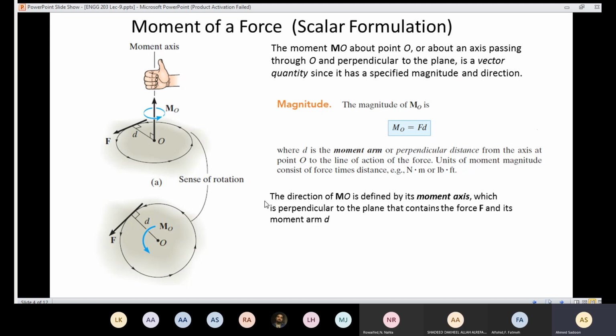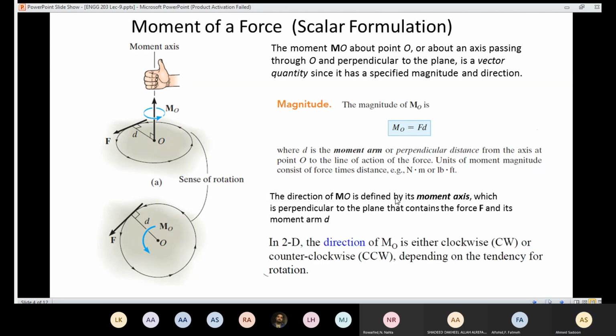And also we need to know about the direction. The direction of M naught is defined by its moment axis. I need to know the moment axis first, and in that case, it's perpendicular to the plane. So in order to know the direction of the moment, I need to know the moment axis. Then it's going to be clockwise or counterclockwise or anti-clockwise.